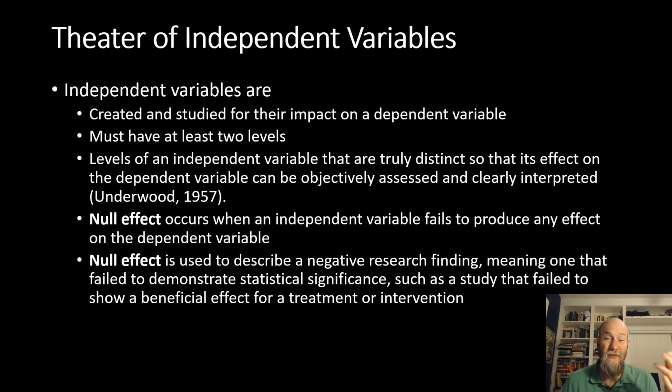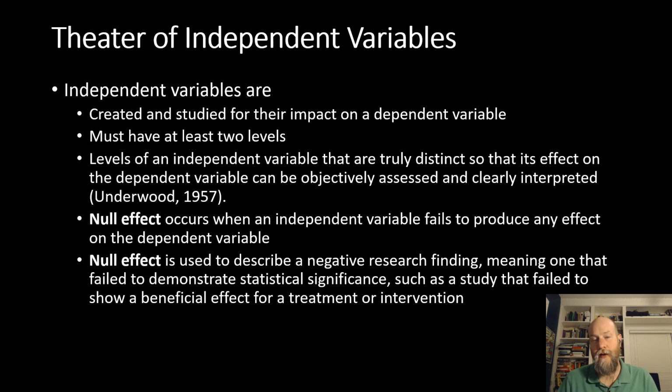As you can imagine, an independent variable must have at least two levels. You have to have at least two conditions to compare to one another. So 2 is the minimum, but of course there can be more. In the Merzenich study, there's 3. The levels of the independent variable need to be truly distinct from one another, okay, so that you don't have too much overlap or bleed, because then you're less likely to find that distinction. You want them to be distinct so that their effect on the dependent variable can be objectively assessed and then clearly interpreted through our statistical analysis.